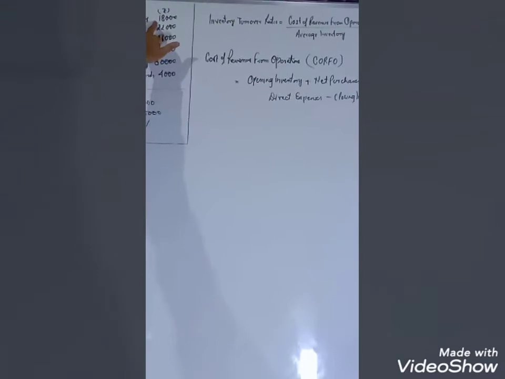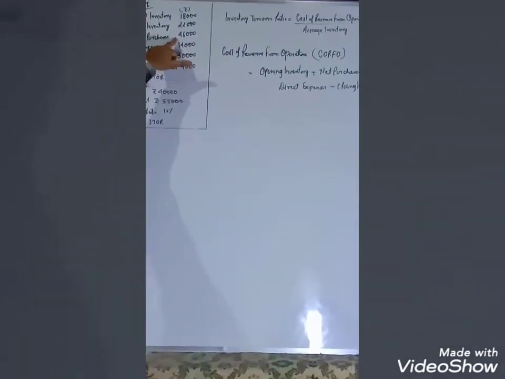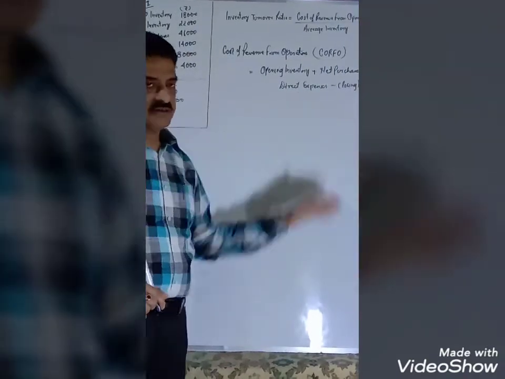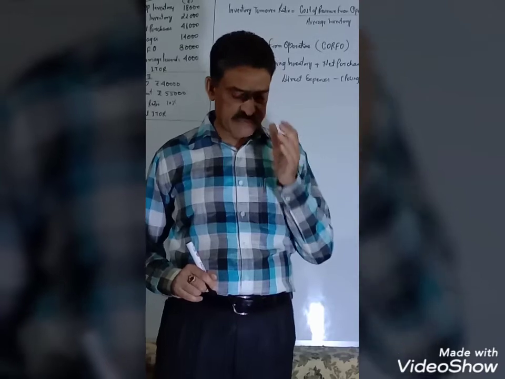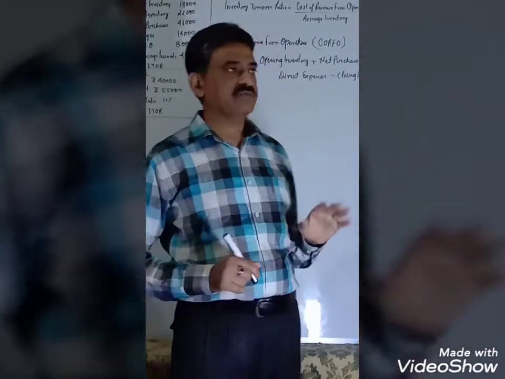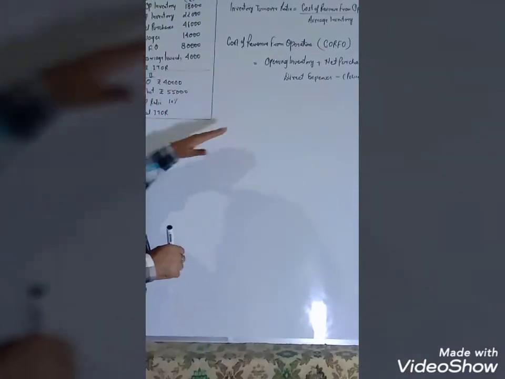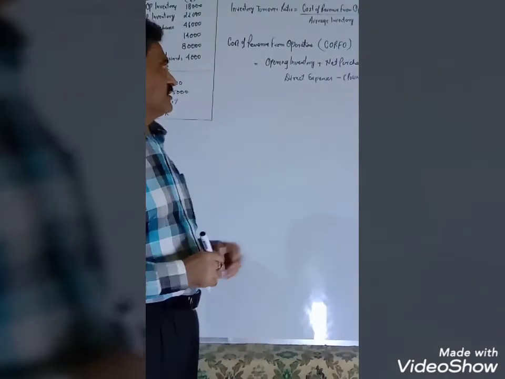Opening inventory we have got here rupees 18,000. Net purchases are given rupees 46,000. Direct expenses, you are very well aware of the direct expenses. In class 11th we discussed direct expenses and indirect expenses. So direct expenses include wages and carriage inwards here. And after that closing inventory.